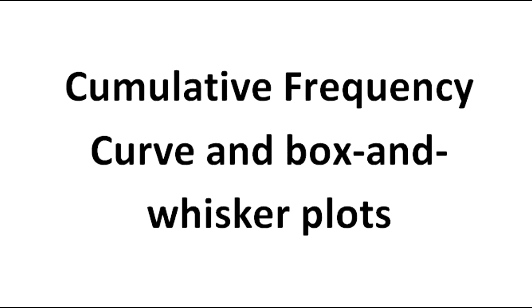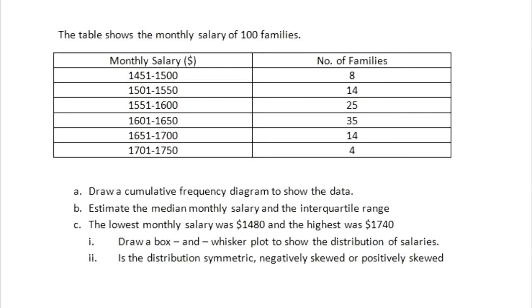Cumulative frequency diagrams and box and whisker plots. The first question: the table shows the monthly salaries of 100 families. Monthly salaries are given, 1,451 to 1,500. 8 families have got that salary. Like that, the information is given.